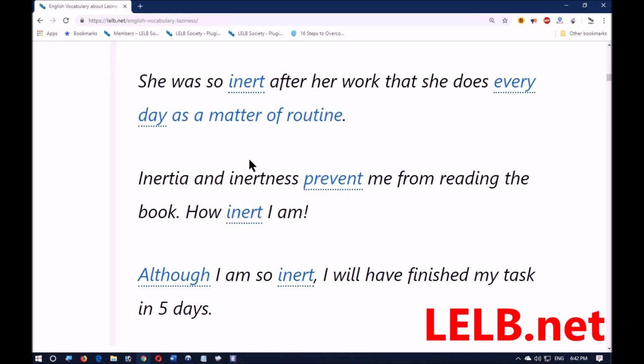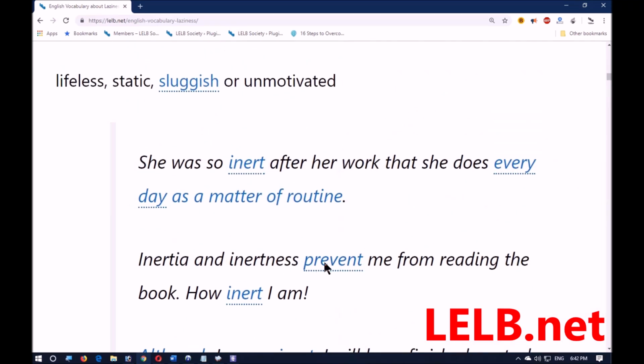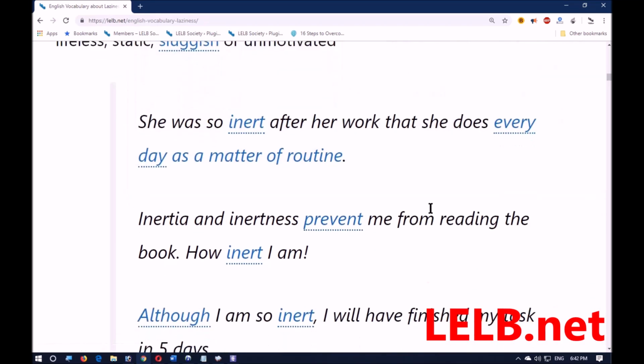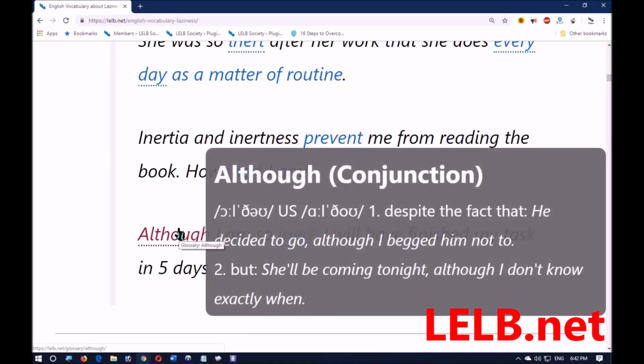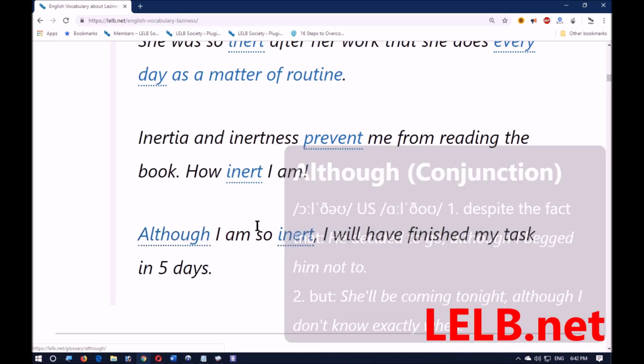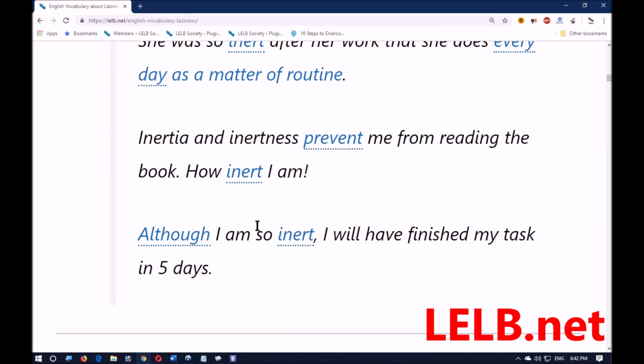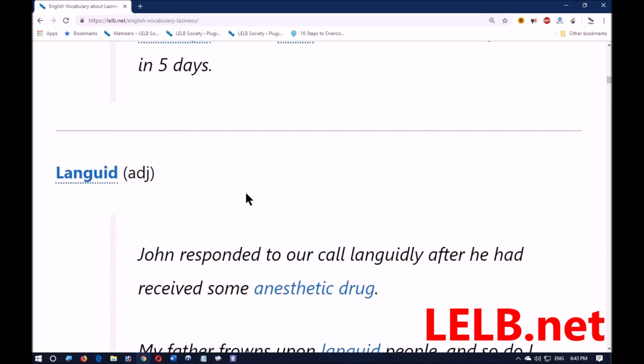Inertia or inertness prevent or stop me from reading the book. How inert I am, which is an exclamation. Although means even though, despite the fact that I am so inert, I will have finished my task in 5 days. A good example of future perfect tense. Languid.